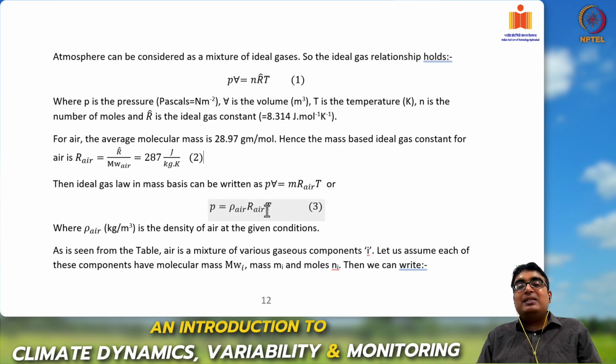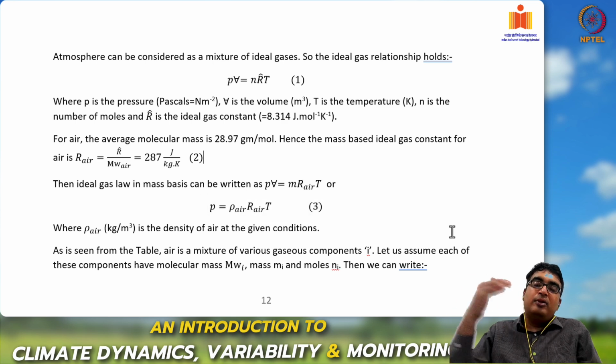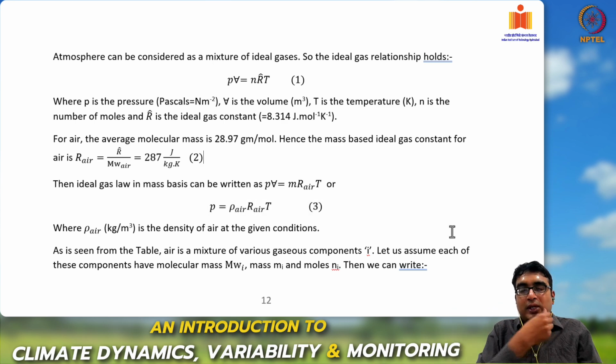Okay. So this relationship will hold regardless of which location on earth it is or how high the altitude is. You find the density of air, you find the temperature of air, and that will give you the pressure of air, or vice versa, where rho air is the density of air at the given conditions. Okay. So what we have said is air is an ideal gas, a mixture of ideal gases, and follows either equation 3 or equation 1, depending on if you want to do it on a mole basis or a mass basis. Okay.